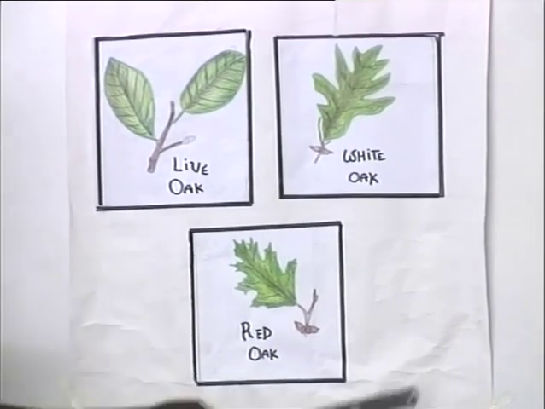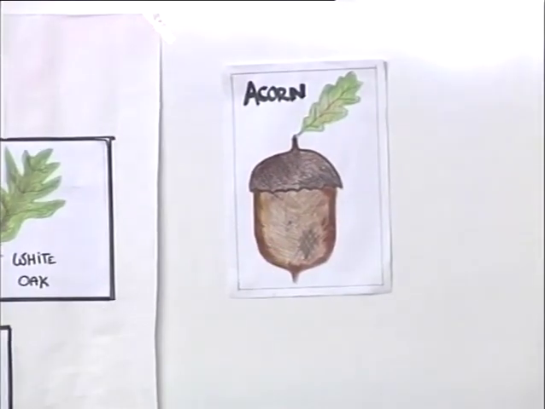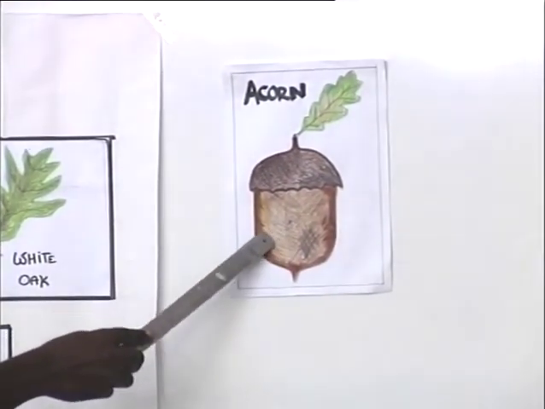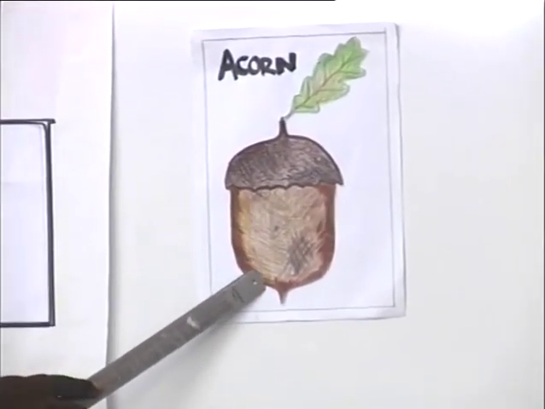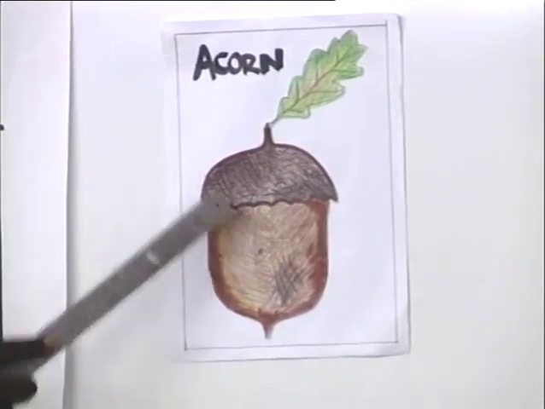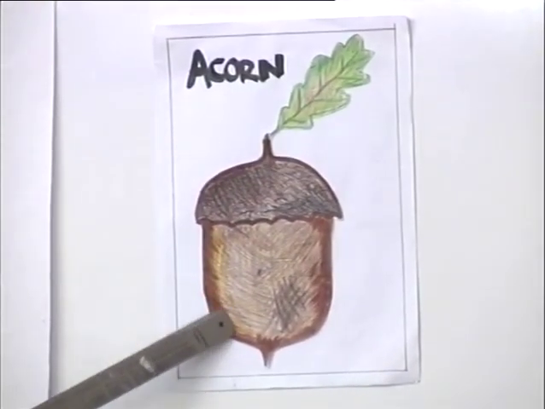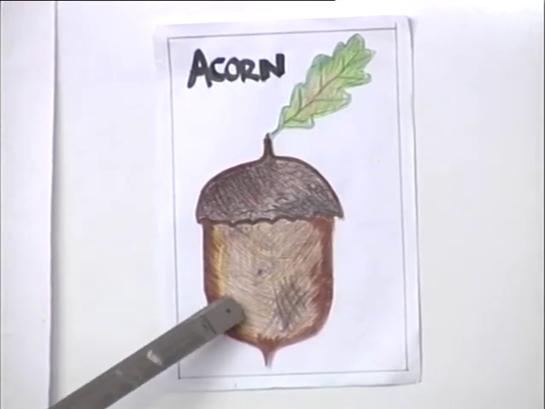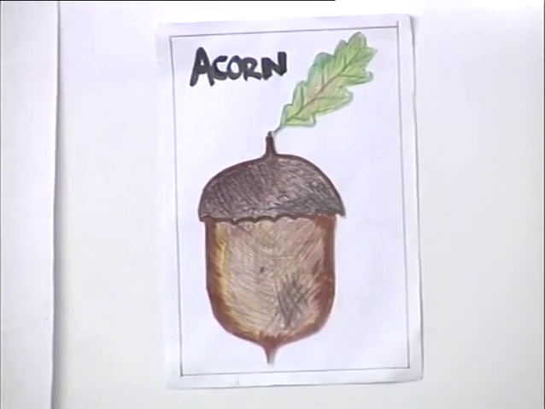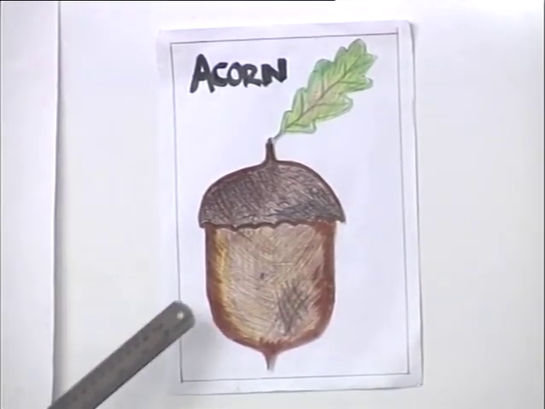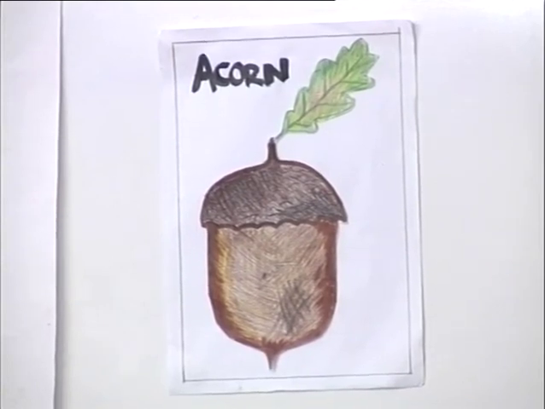And the seed, the fruit itself, the acorn, the outer shell is quite hardy. When the acorn drops during autumn, it's able to withstand the winter conditions. It's a hard shell, and after winter comes spring, it can germinate and grow up into another oak tree.